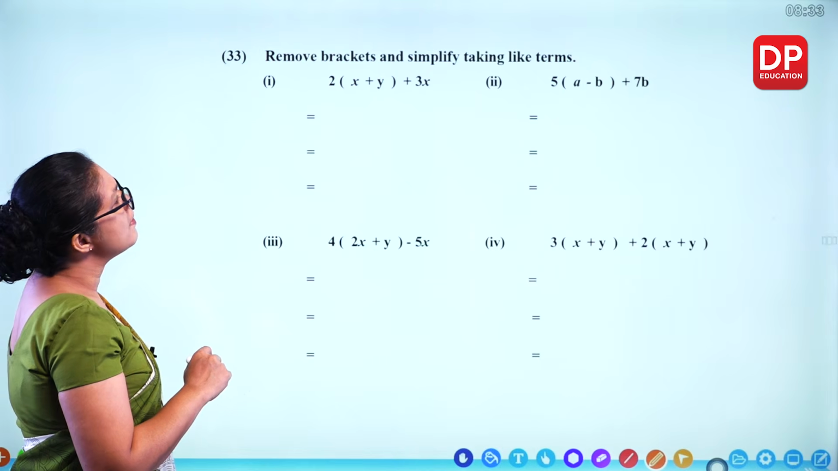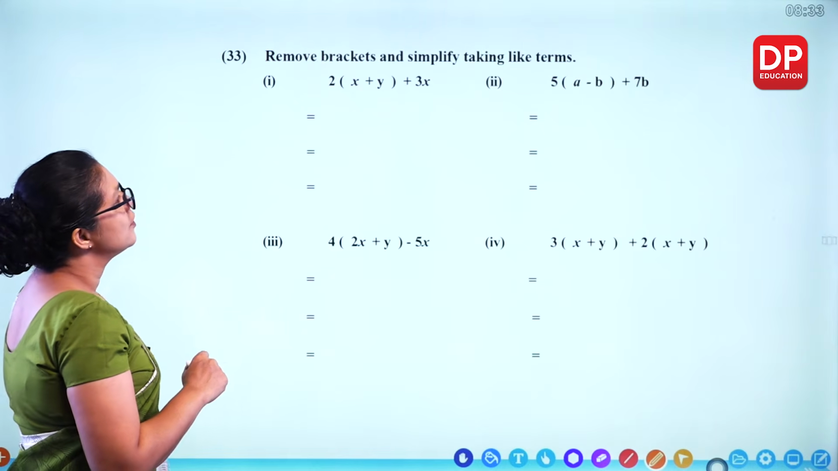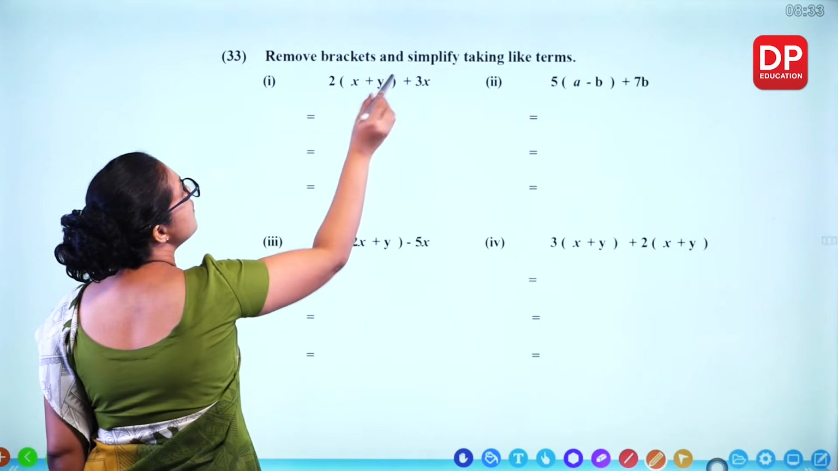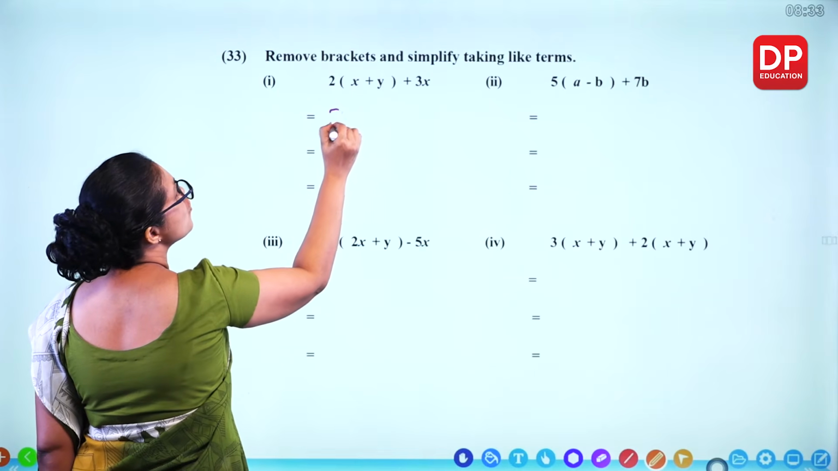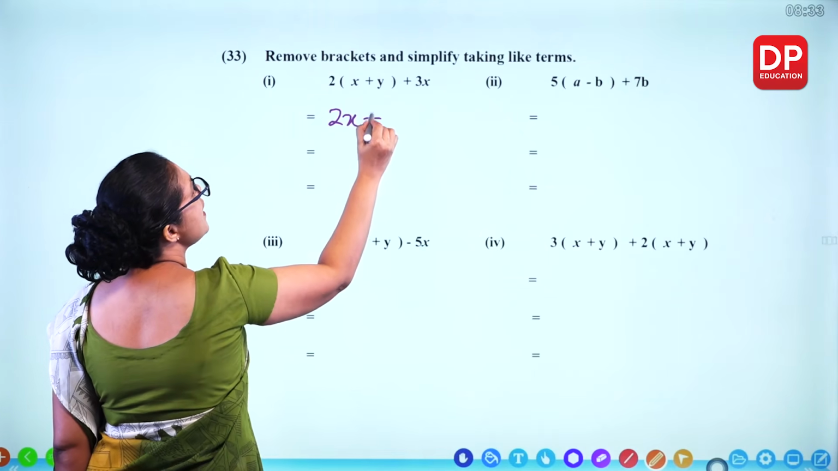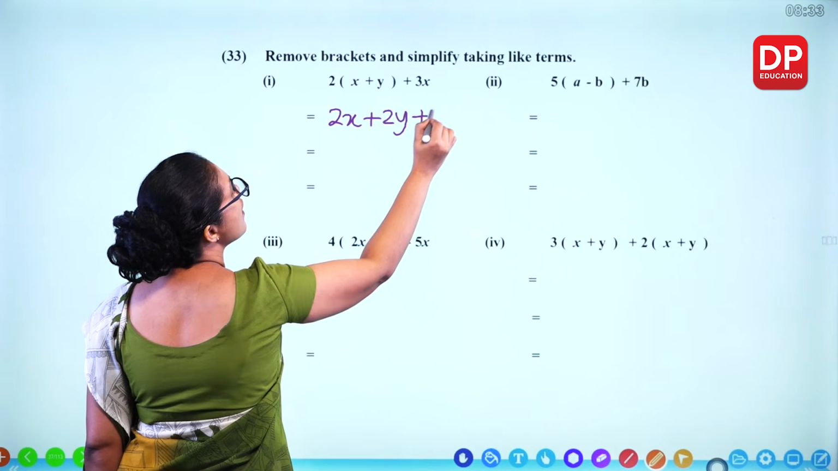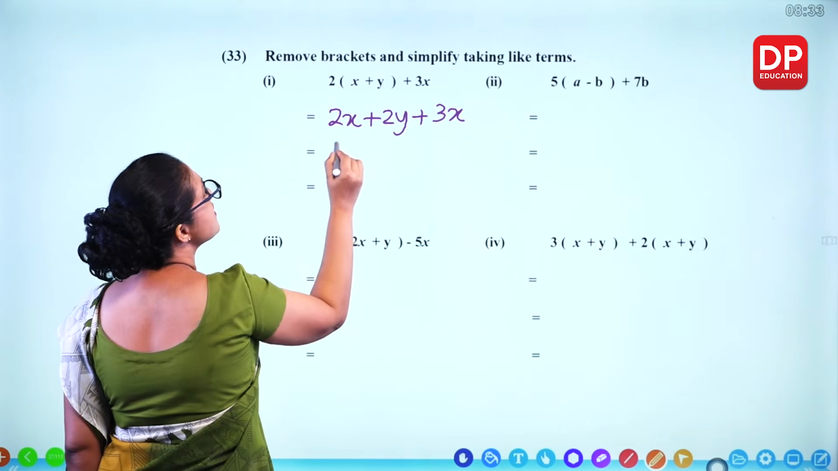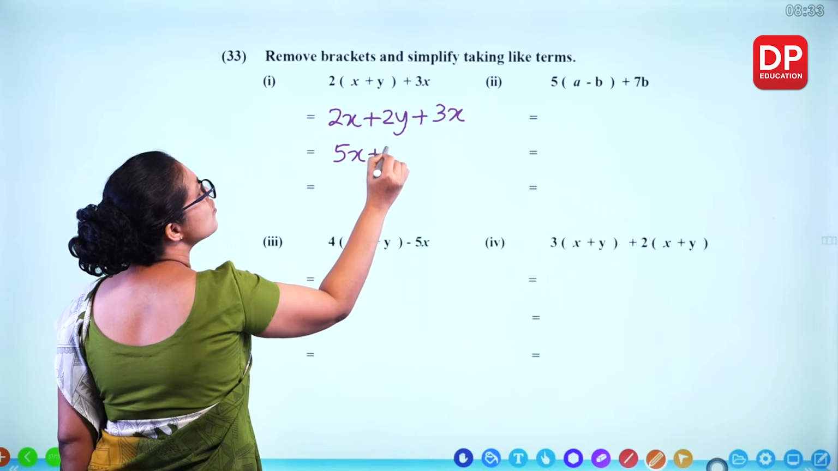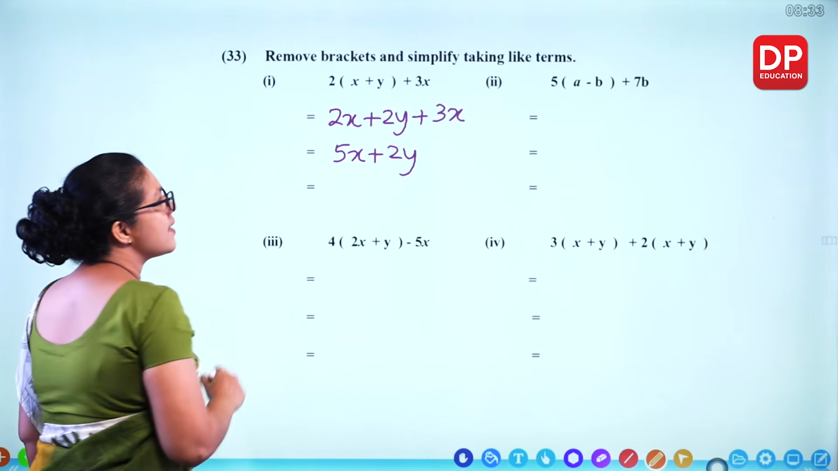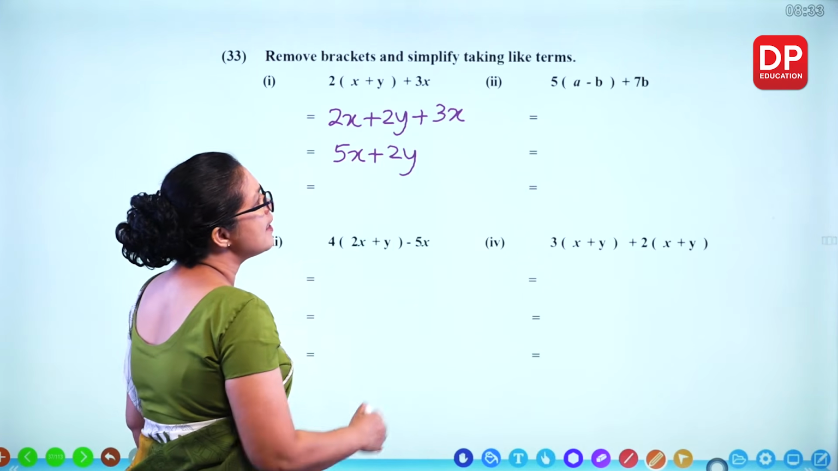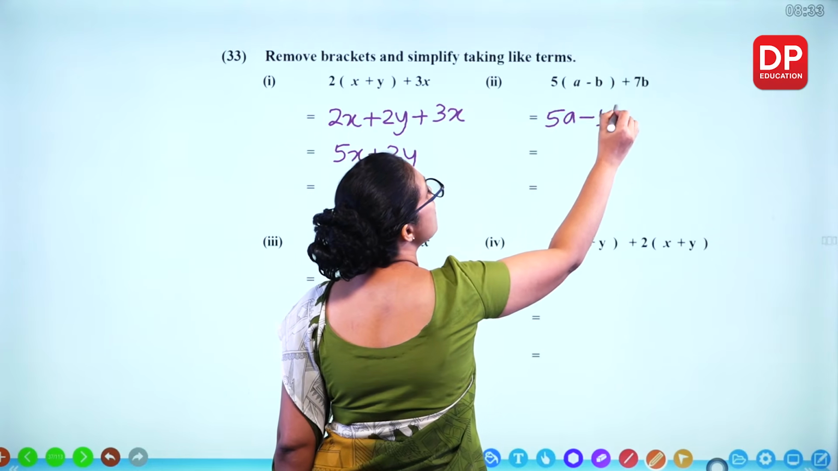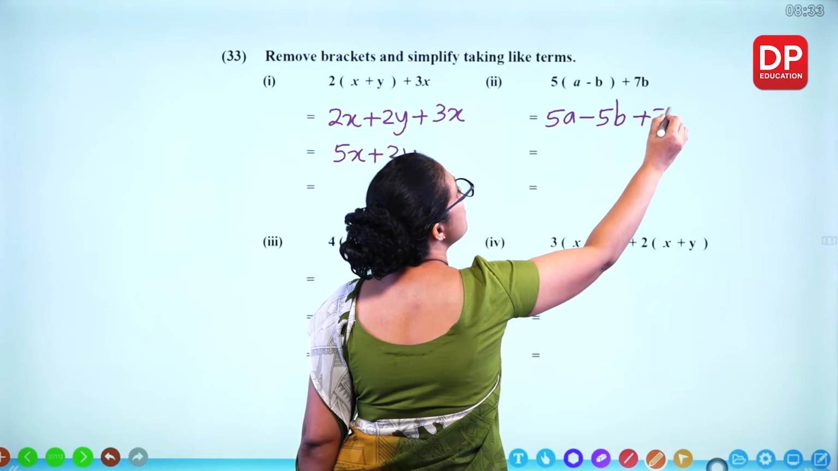Remove brackets and simplify taking like terms. So first you have to multiply and then simplify. Here without arrows we'll do 2 times x, 2x. 2 times y, 2y. And then you have to add this 3x. So add like terms. 2x and 3x, you get 5x. And 2y, write as it is. Here 5 times a, 5a. 5 times minus b, minus 5b. And plus 7b is there.